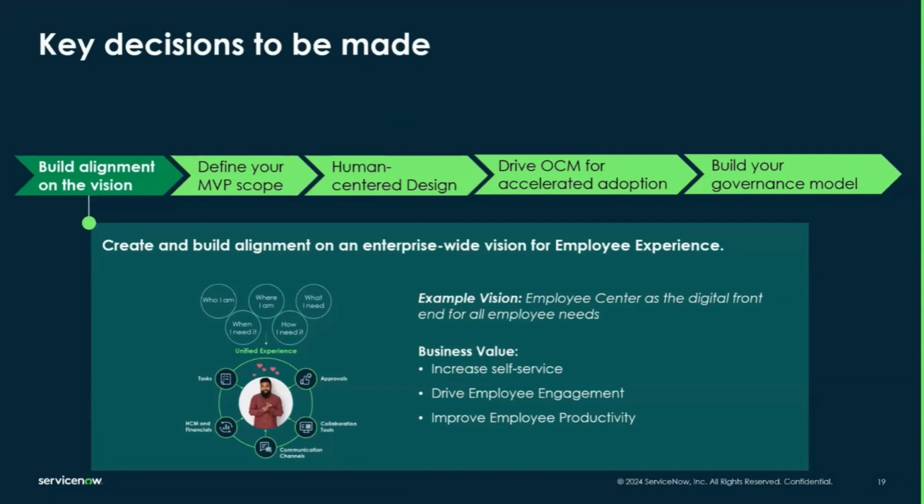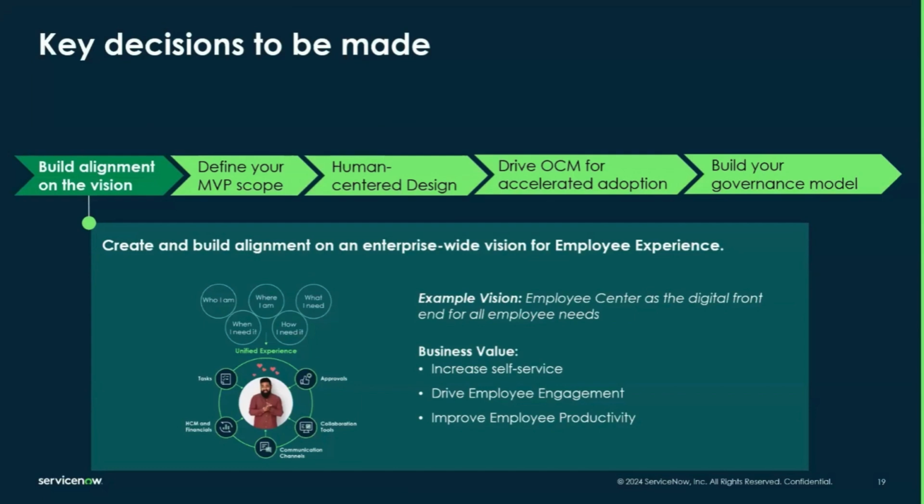Now, when we talk about business value, we're looking at 3 main factors: increasing self-service, driving employee engagement, and improving employee productivity. These align perfectly with the 3 values I've mentioned earlier. The key here is to socialize this vision across your organization. Even if some departments aren't jumping onto the Employee Center bandwagon right away, it's crucial to get them on board with the overall vision. You want to create that alignment and shared understanding of where you're headed.